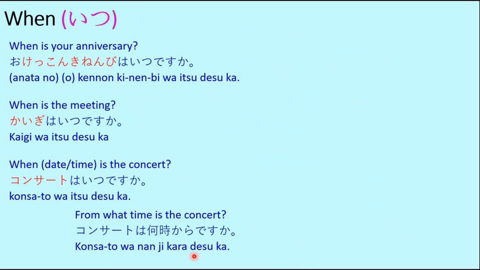So we have done this previously in this series. So you must remember that, and if needed you may go back to that video and watch it again. So anata no kennon kinenbi wa itsu desu ka? Kaigi wa itsu desu ka? Konsato wa itsu desu ka? Konsato wa nanji kara nanji made desu ka?